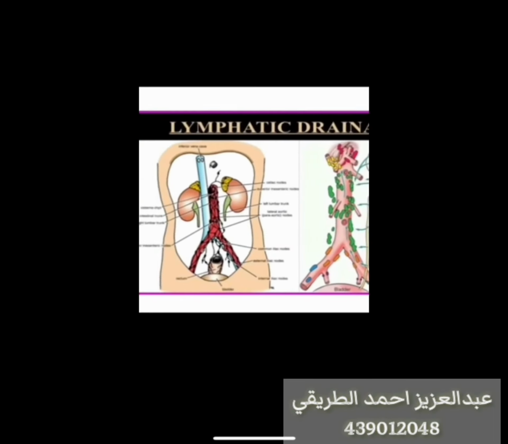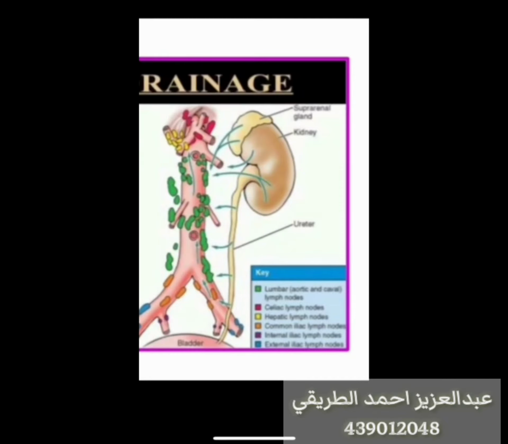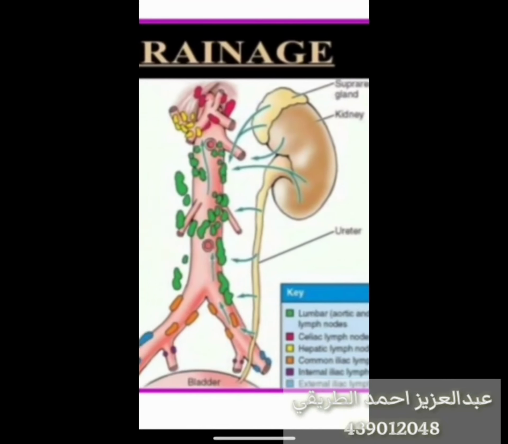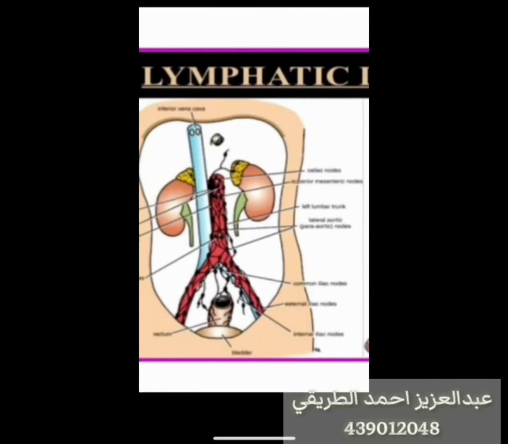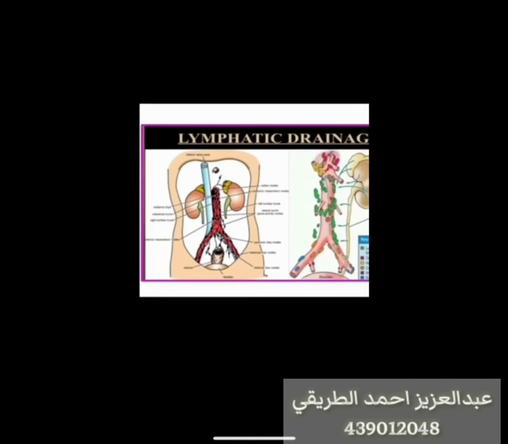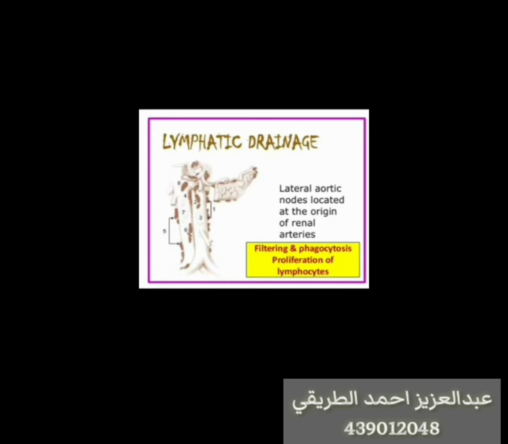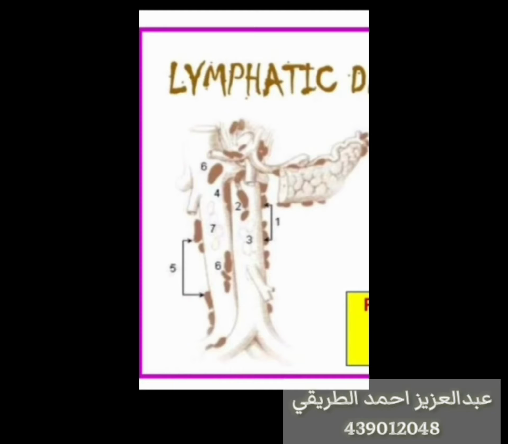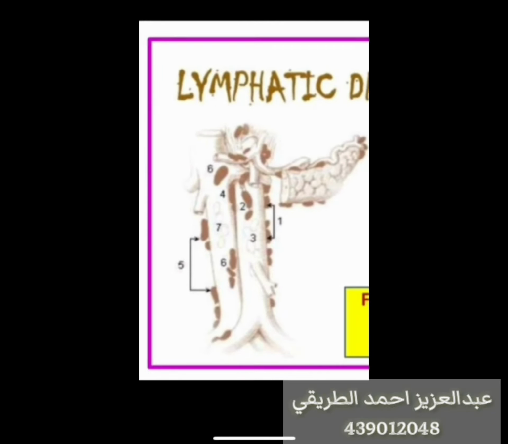And this is a photo for lymphatic drainage. We can see here the kidney. Lateral aortic nodes are located at the origin of the renal arteries, with filtering and phagocytosis and proliferation of lymphocytes. And here we have like 7 points.